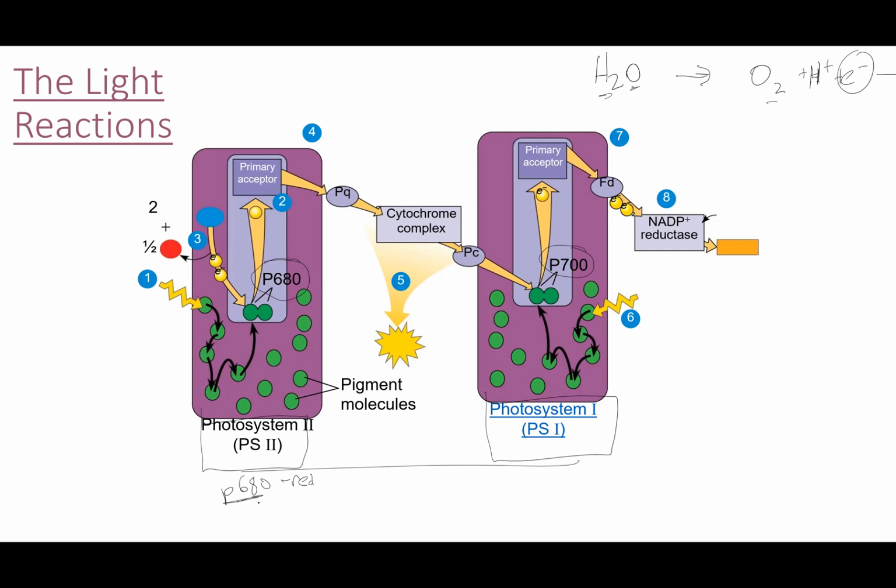So it's absorbing best at 680. Over here, you'll see we have P700. This is a more red, far red. Again, it's still chlorophyll molecules. Their absorption is just best at that 700 wavelength instead.